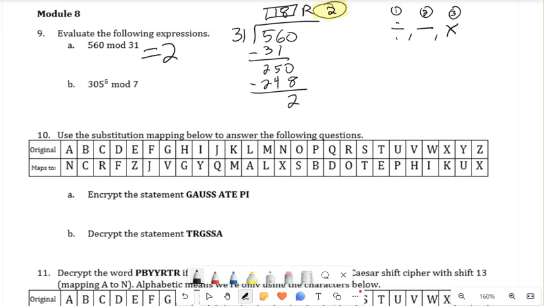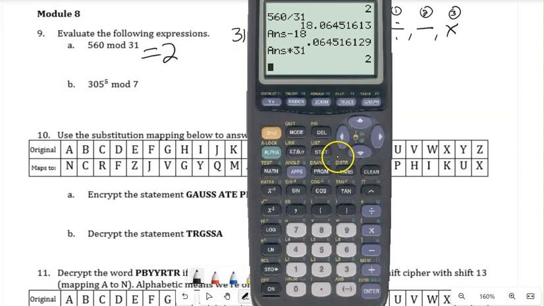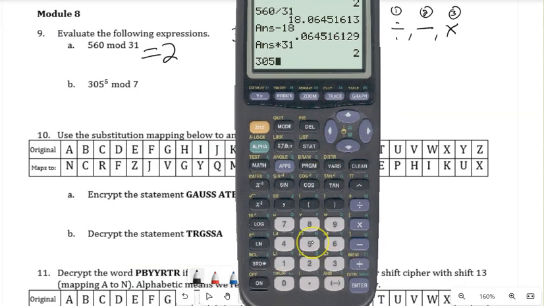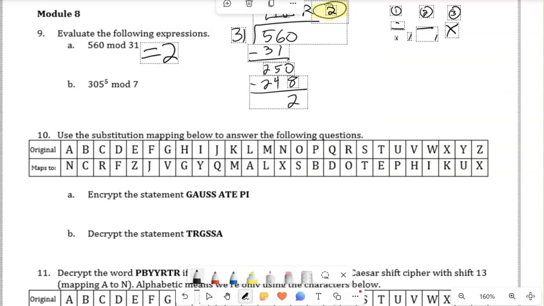Now this next question might be too big for your calculator. We can take a look. What is 305 to the 5th power? Oh, it's big. If we tried to divide by 7, it's too big to subtract the whole number part from. So this problem is on there so that you can use the other formula, and it's in here somewhere.